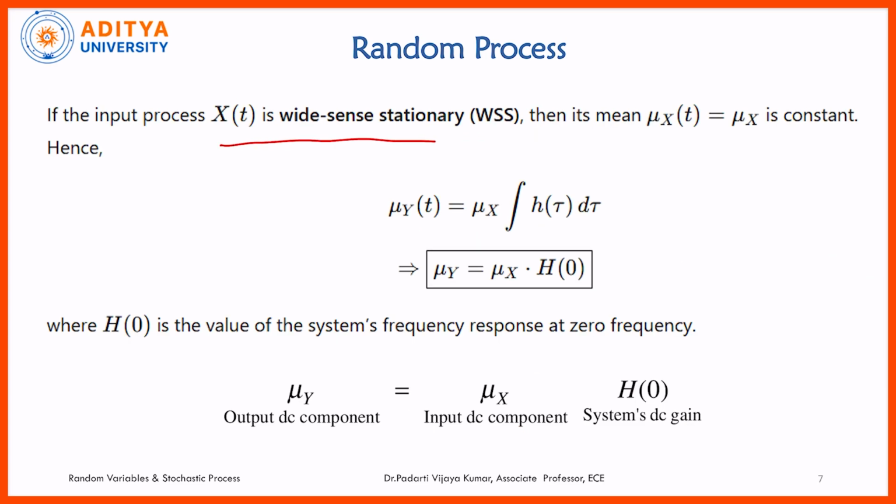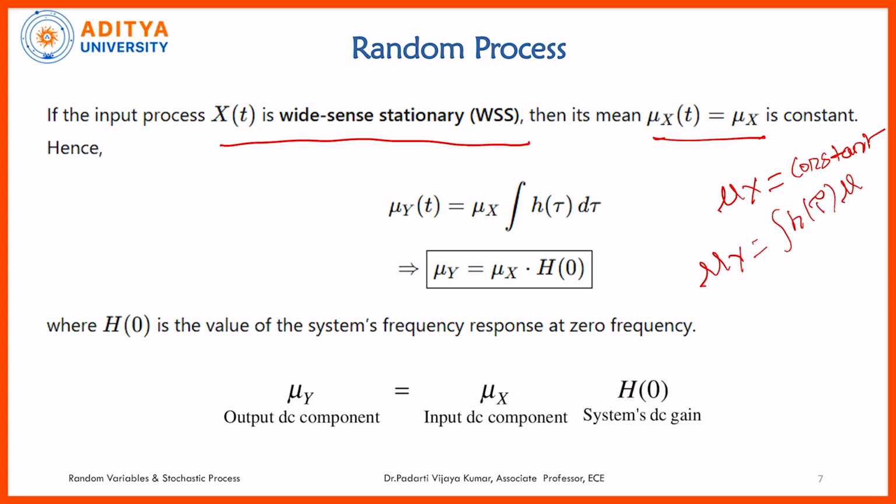If x of t is a wide-sense stationary random process, generally the mean will be constant. So then mu y is equal to the integration of h of tau mu x. Mu x is constant, so mu y is equal to mu x times the integration of h of tau d tau.